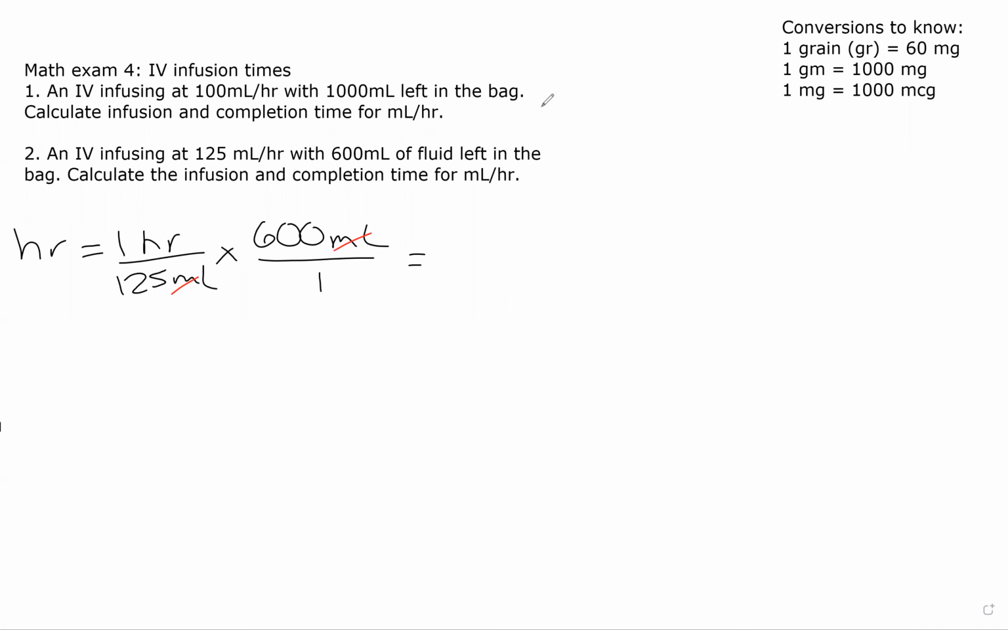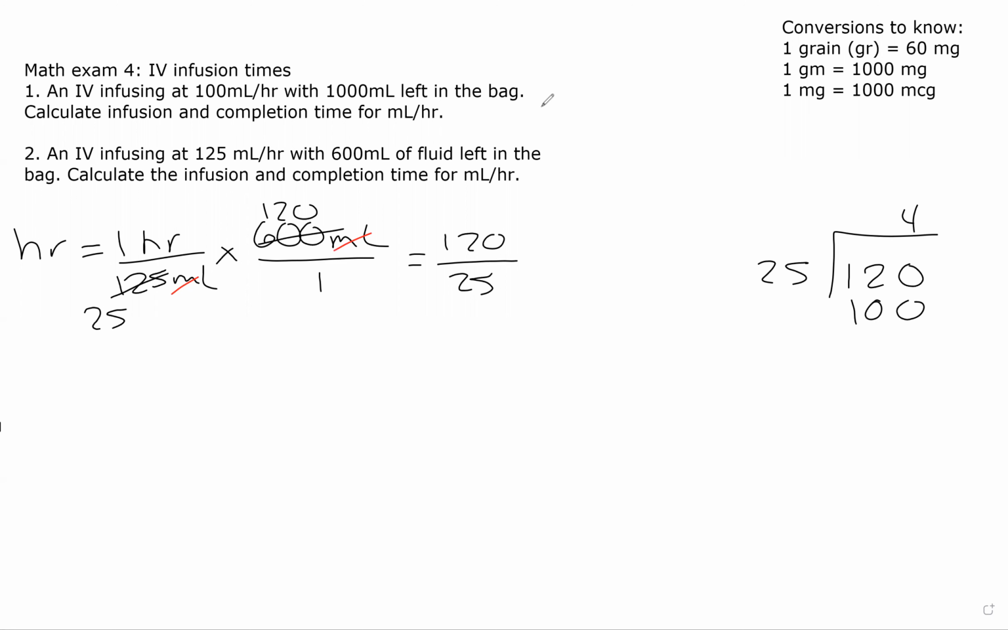We can divide these down by 5. 125 divided by 5 is 25. 600 divided by 5 is 120. So we have 120 over 25, which we can divide over here. 25 times 4 is 100. We have 20 left. We'll add a decimal point, make it 200. And so 25 times 8 is equal to 200. So we have 4.8 hours. But of course, nobody really knows what 0.8 of an hour is, right?